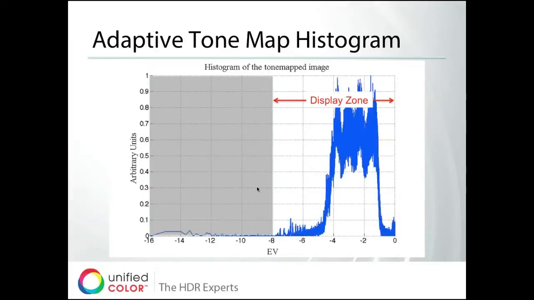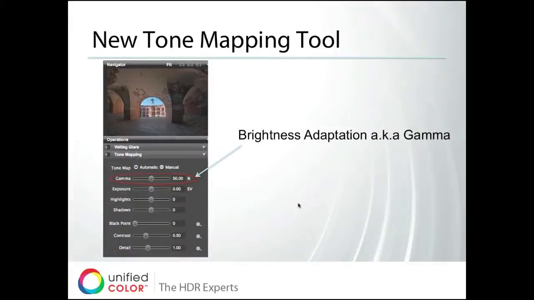So now I wind up with a histogram that looks like this. That's a little more evenly distributed. Now, this is the technology that we introduced with HDR Express 2 last year. What we've done now is added another control feature in HDR Expose 3, which is called the gamma control, or it's actually brightness adaptation.